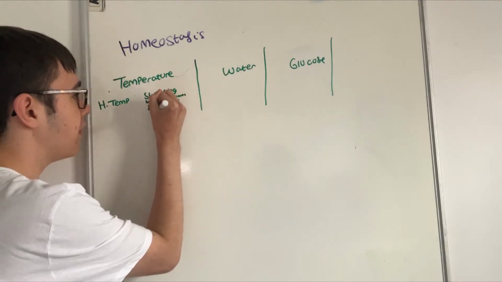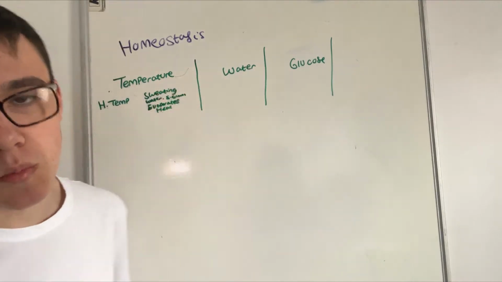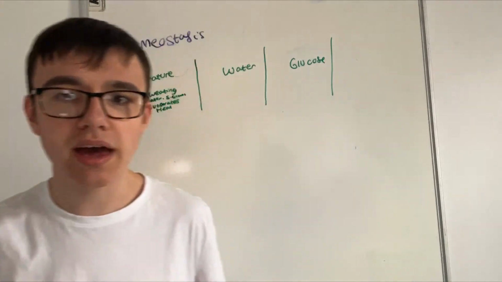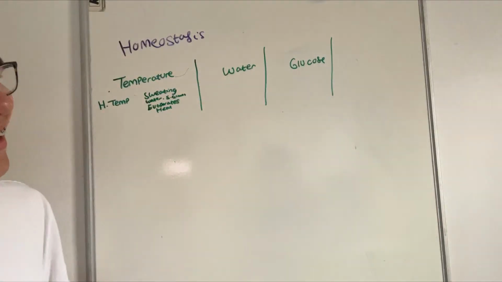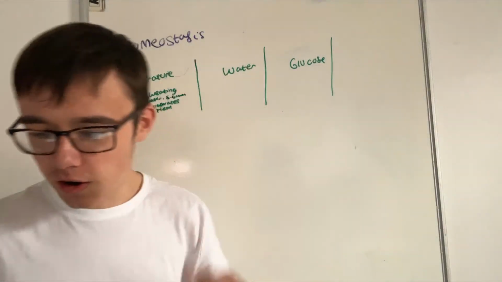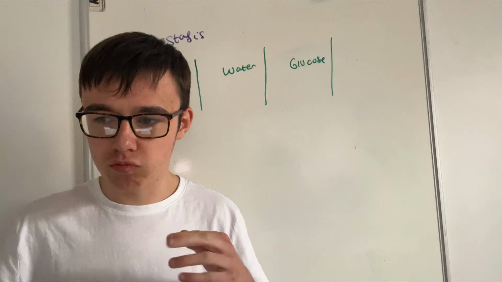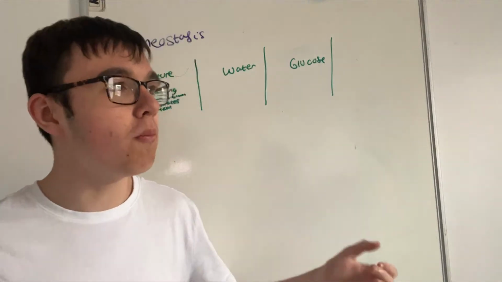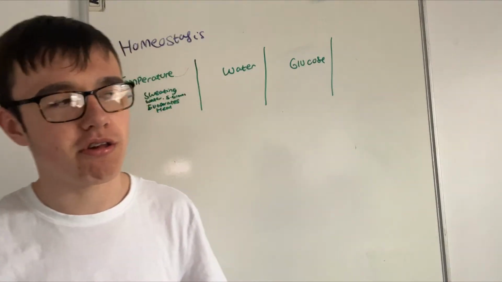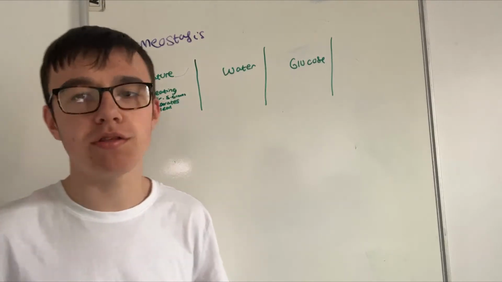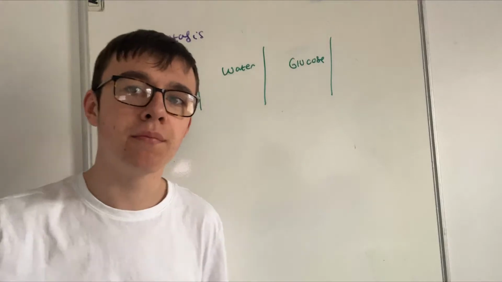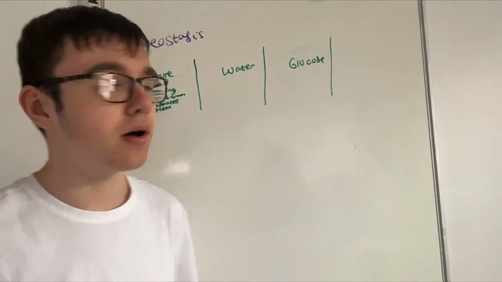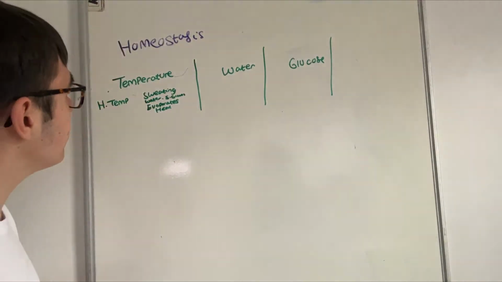Because remember, if your body gets too warm, it's going to denature the enzymes and you're going to die. So that's what homeostasis is, the regular, normal body functions in a sense. You don't want everything to be too high or too low. You want it to be just right, and that's kind of that. So, high temperature.